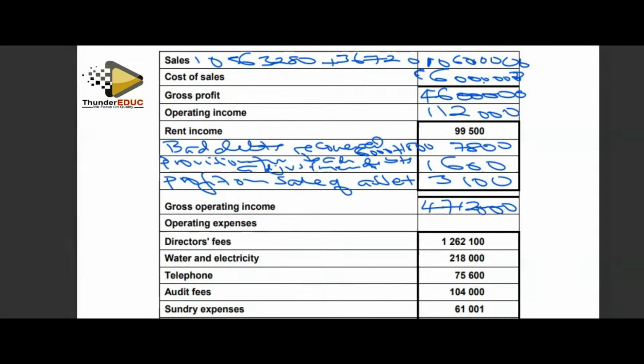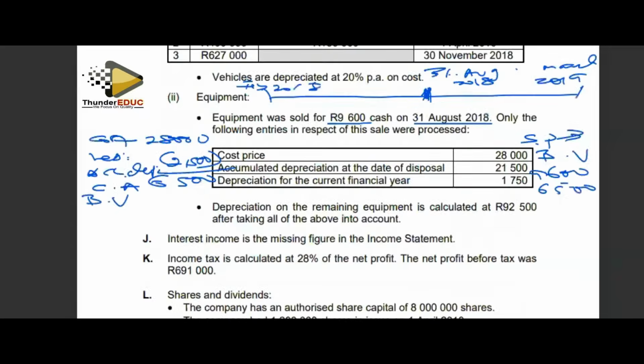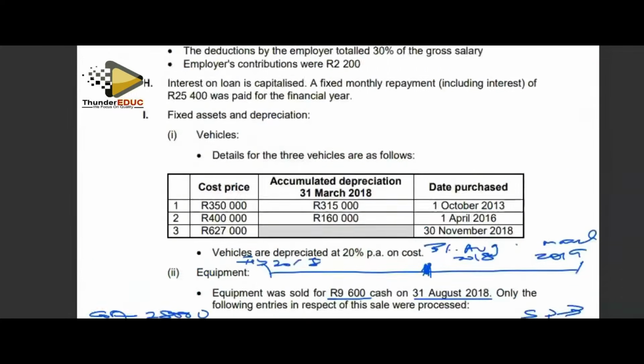Now we have to look at the other expenses which are not recorded for us, and then we put them in. Okay. So where are we getting this information? We have to go to the trial balance. In the trial balance, we are going to look for other expenses apart from what has been given to us. Let's check the trial balance.